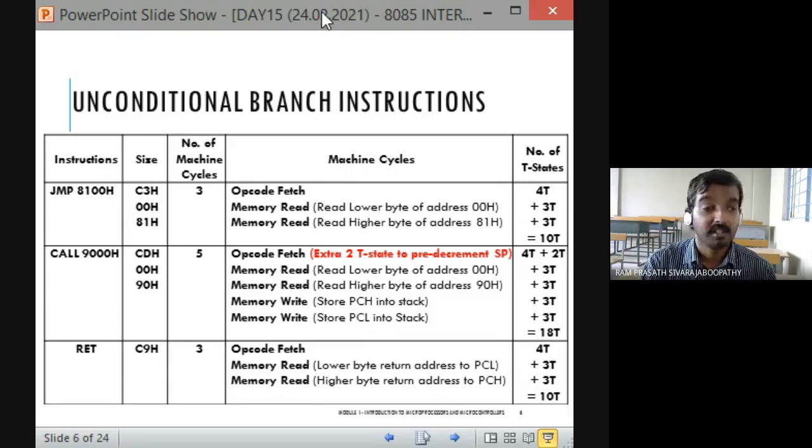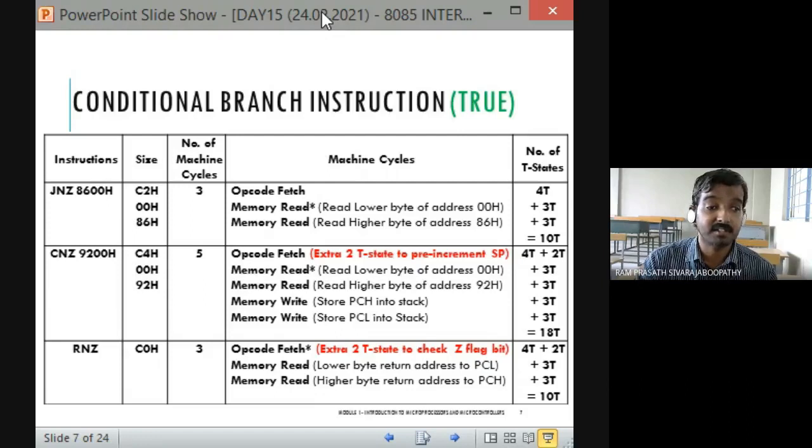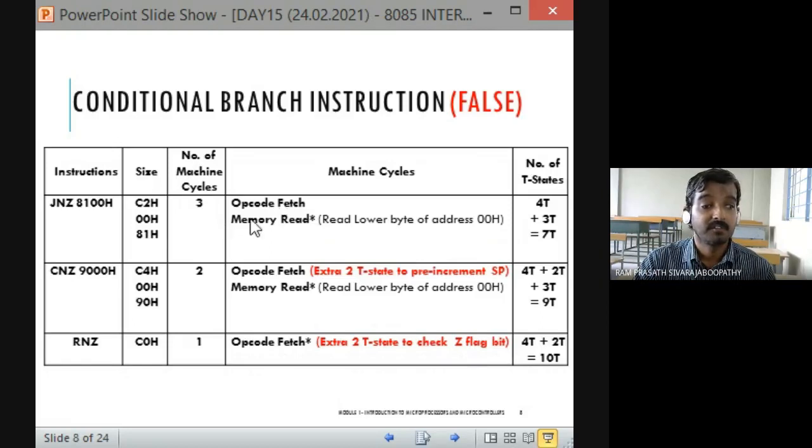That's it. Next, in the case of a conditional branch instruction, please listen. If the condition is true, it executes as in the previous case. If the condition is false, it will skip after machine cycle 2. First it does the opcode fetch C2, then it reads the lower byte of the address. During that time itself, it checks the condition. If the condition is false, it won't fetch the higher byte of the address. It will just skip this instruction and go to the next instruction address.